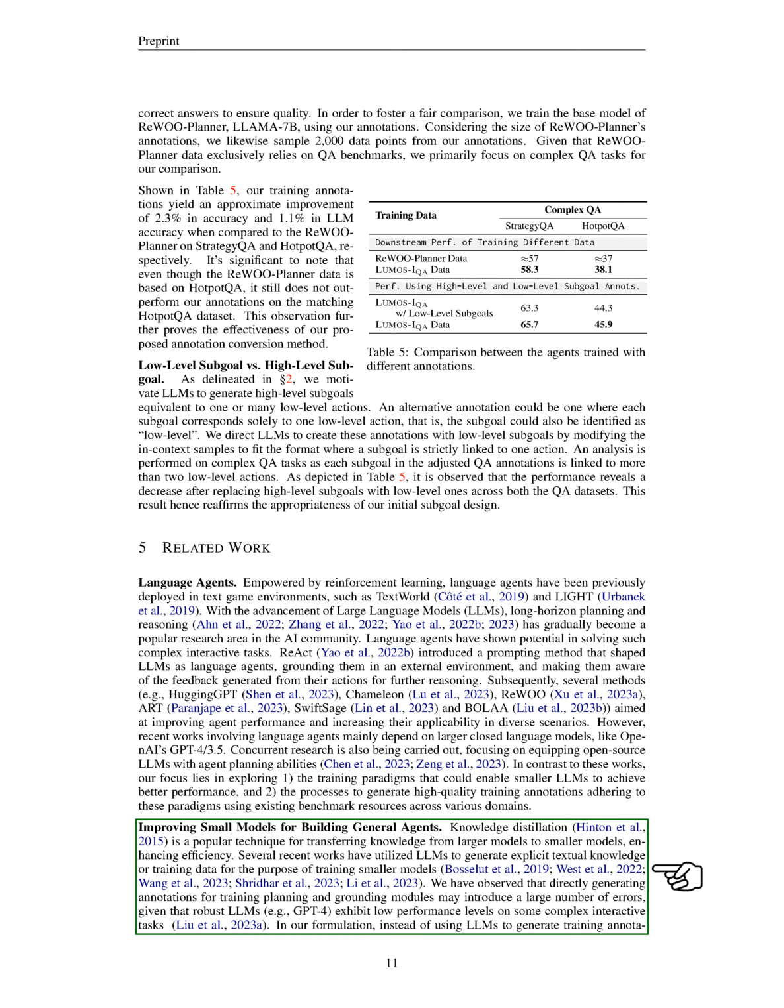Enhancing small models to develop general agents. Knowledge distillation is a widely used method for transferring knowledge from larger models to smaller ones, thereby improving efficiency. Many recent studies have used LLMs to generate explicit textual knowledge or training data to train smaller models. We've noticed that generating annotations directly for training planning and grounding modules can lead to a significant number of errors, especially since robust LLMs, like GPT-4, show low performance levels on some complex interactive tasks.